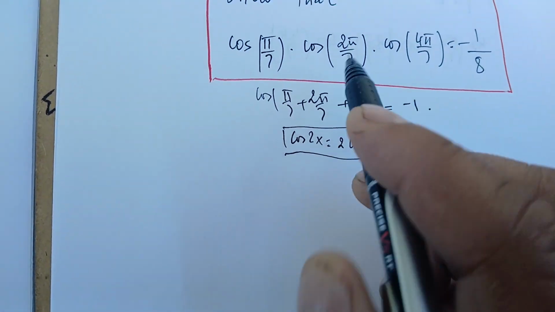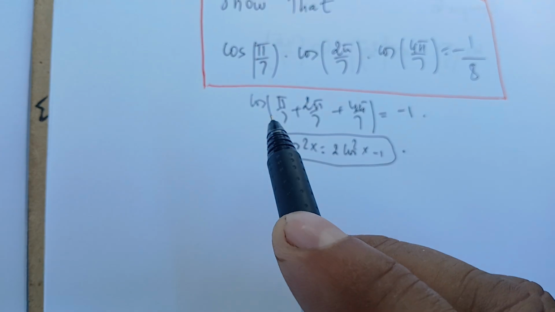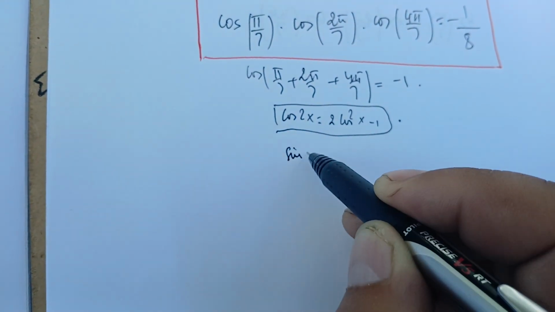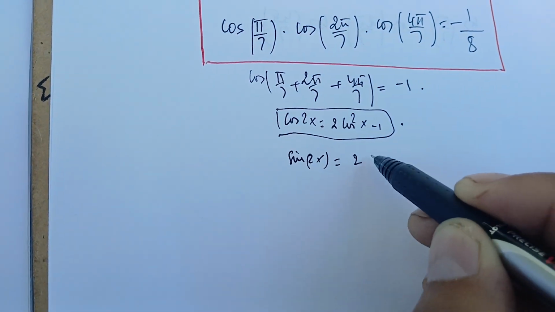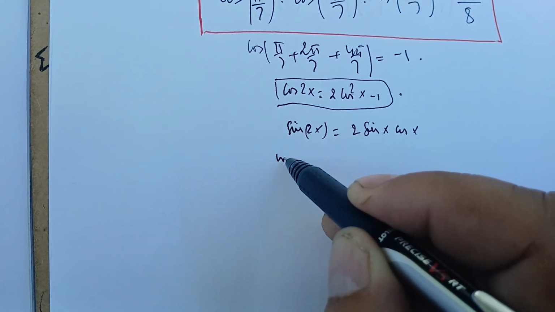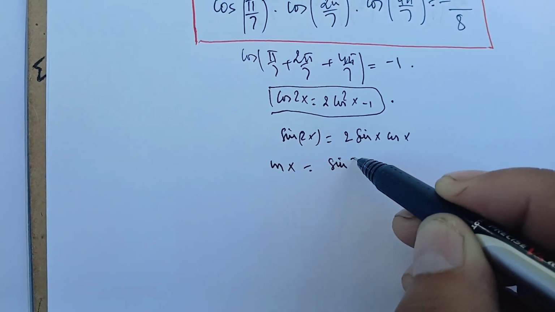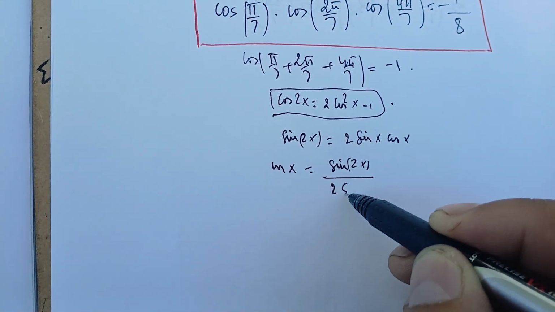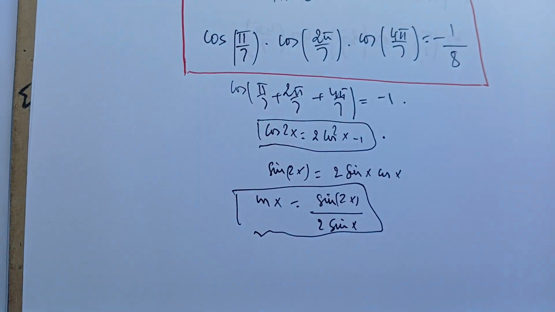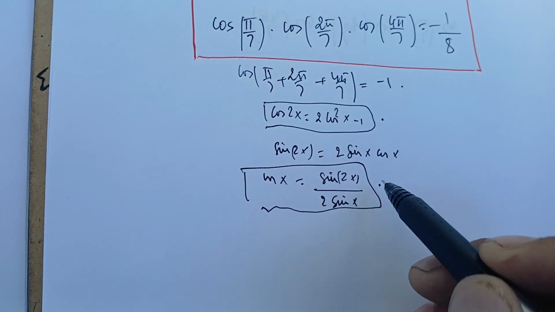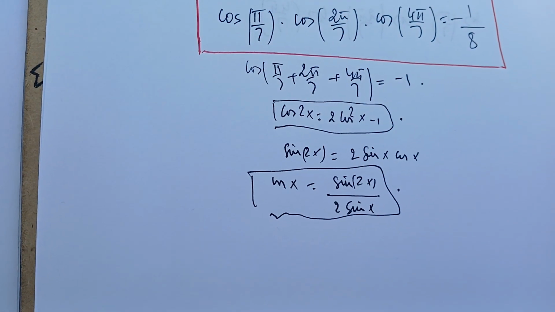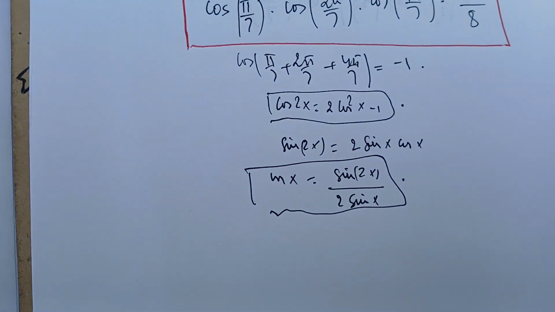I think the easiest way is to transform the cosine into sine, and to do that we're going to use a formula. We know that the sine of 2x is 2 sine x cosine x. Therefore, cosine x is sine 2x over 2 sine x. We can use this formula and transform the problem. This is a hint for solving this problem. You can stop the video and work it out. Okay, let's solve it now.